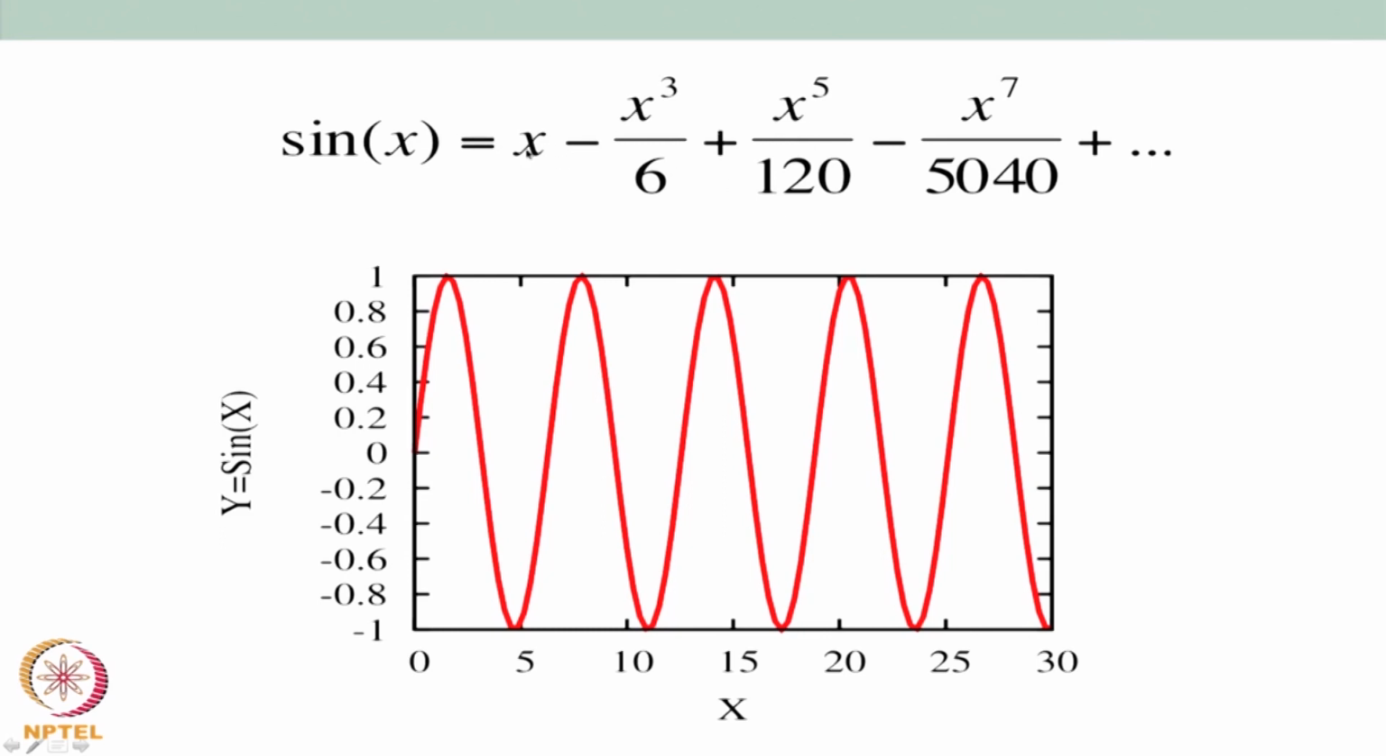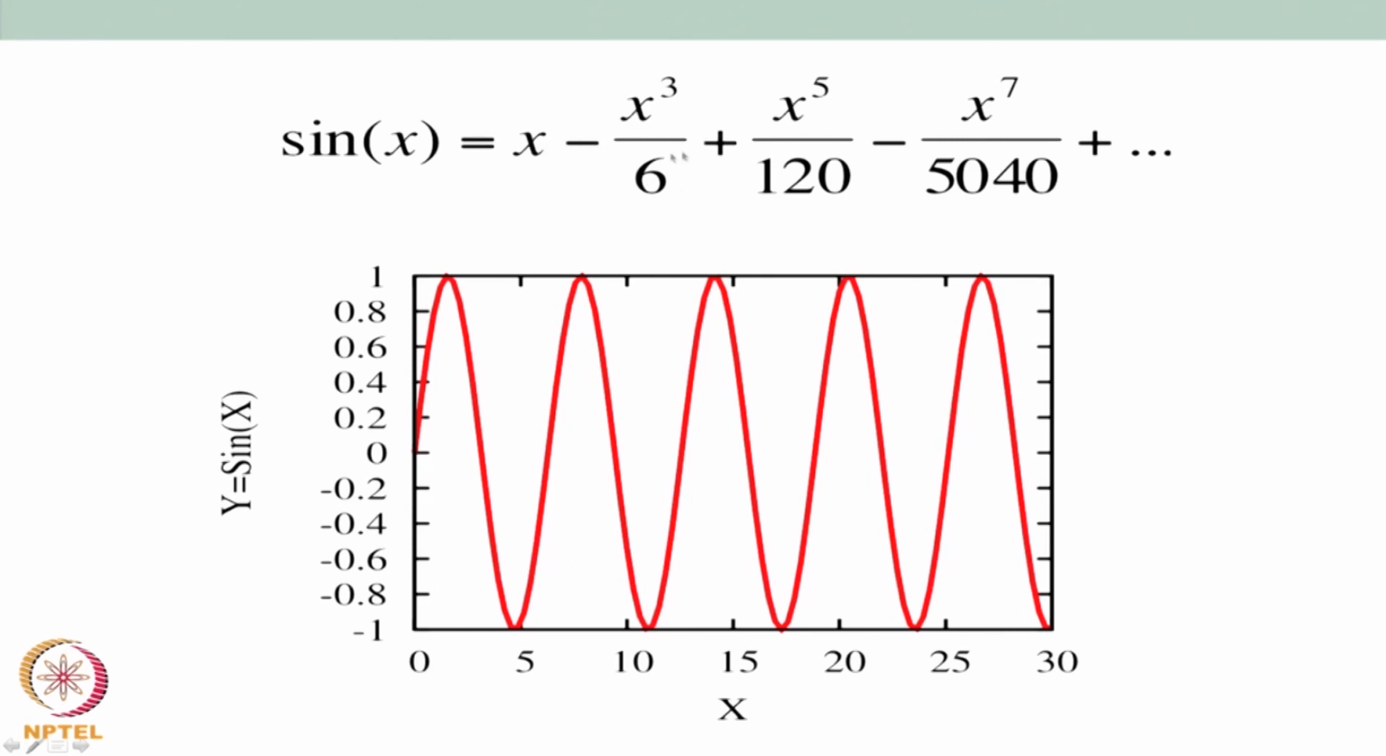If you expand sin x, we will get x minus x power 3 divided by 6 plus x power 5 divided by 120 minus x power 7 divided by 5040 plus dot dot dot. So this is again an infinite series. You only have odd powers of x: x power 1, x power 3, x power 5, x power 7 and so on and so forth. And you can see that there is a minus and plus alternating.